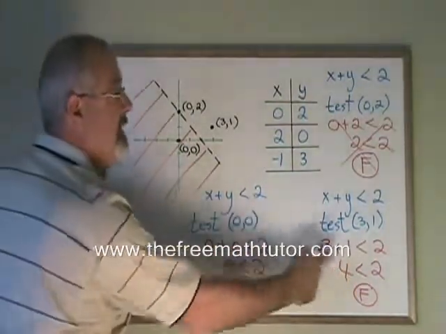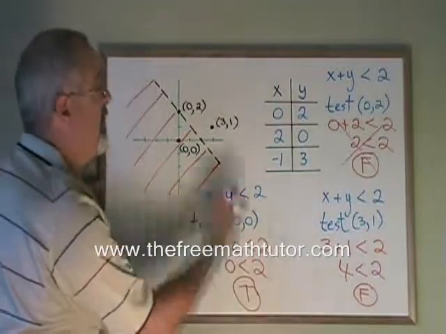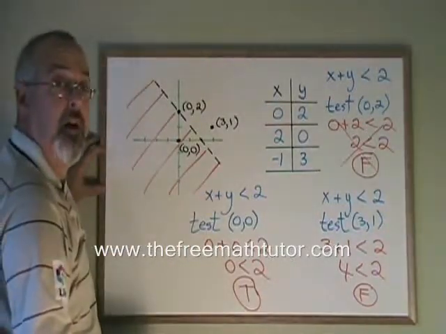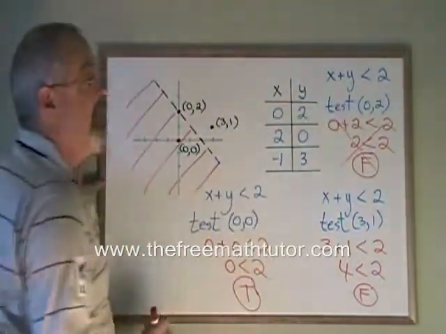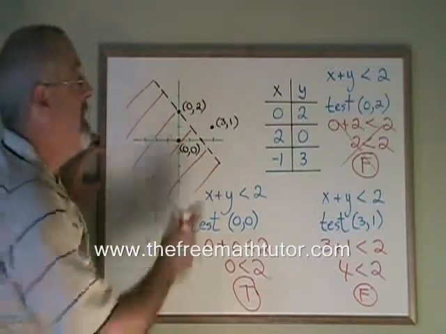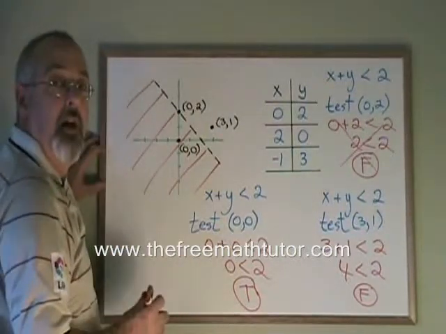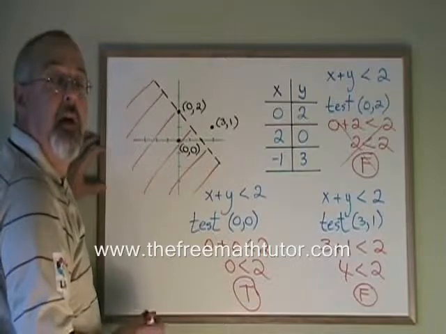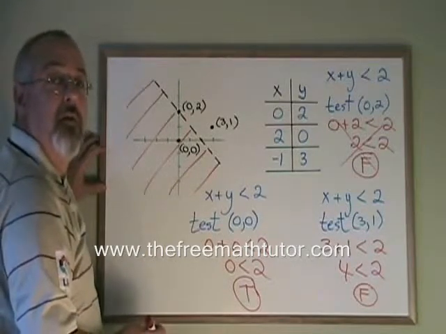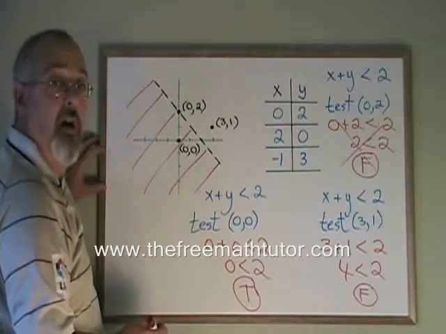Either of these test points gives me a result that tells me which side to shade. But if I use a point that is on the line, I get an ambiguous result. It doesn't tell me which side to shade, and it was a waste of time. Remember, always follow the rule. Do not use a point that is on your line as your test point.